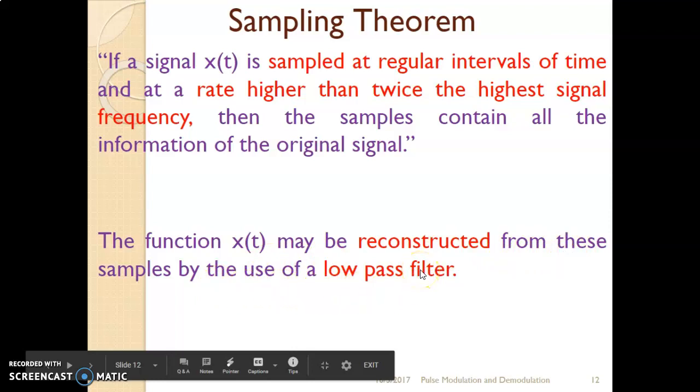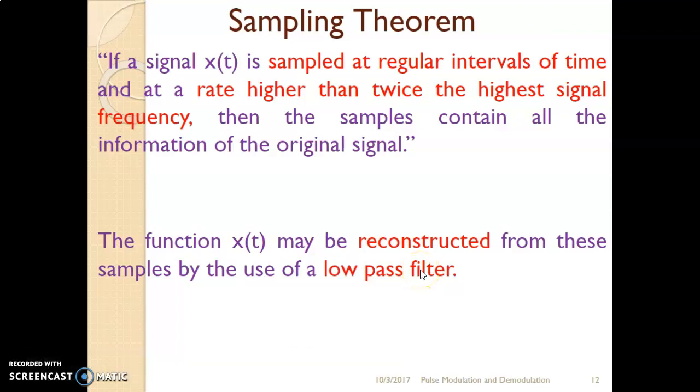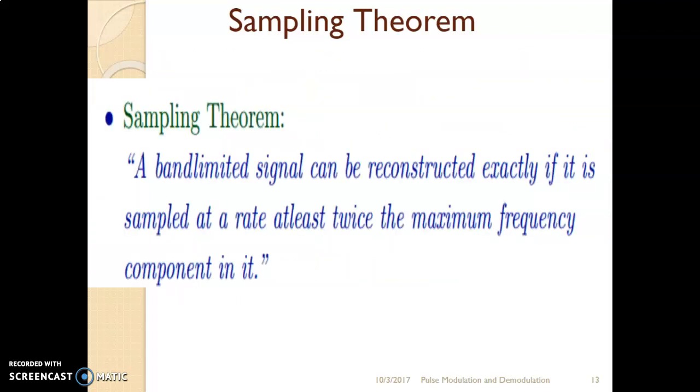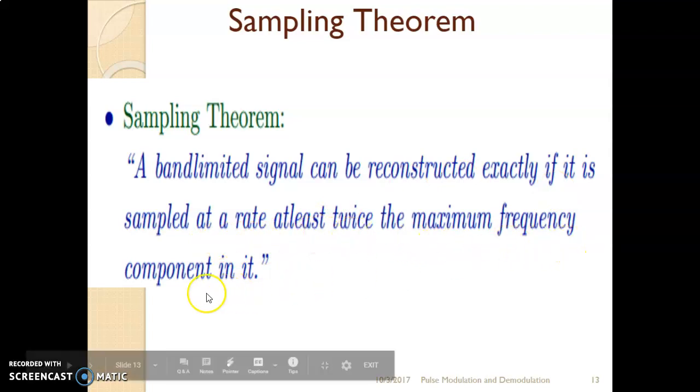So this is the statement of the sampling theorem: sampling should be done at a regular interval, but its rate should be twice the highest signal frequency. Another definition from a different source is that a band limited signal can be reconstructed exactly if it is sampled at a rate at least twice the maximum frequency component in it. Both these definitions mean the same.